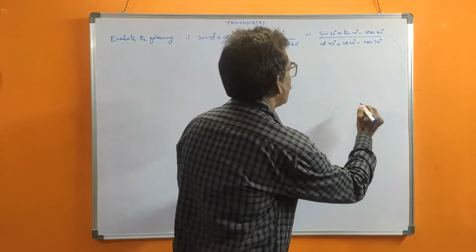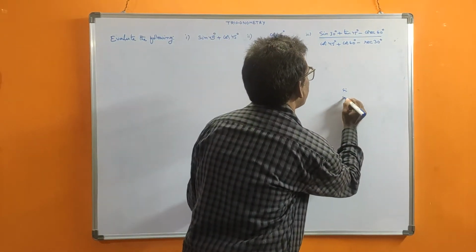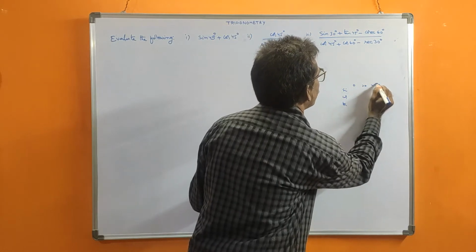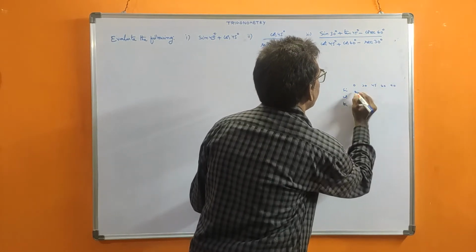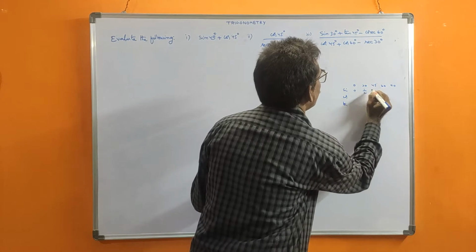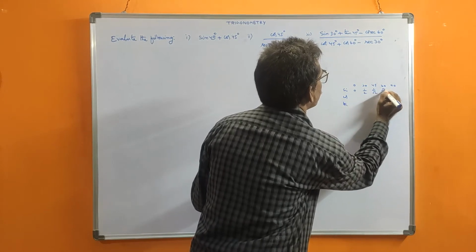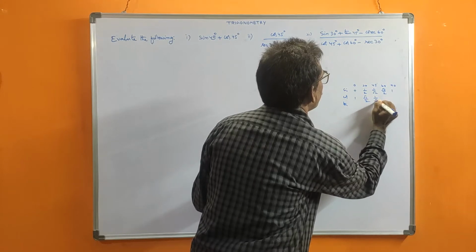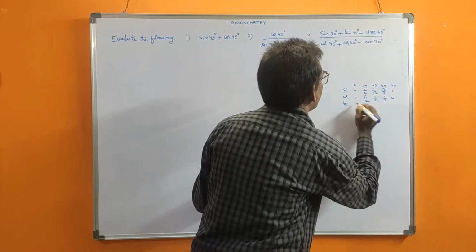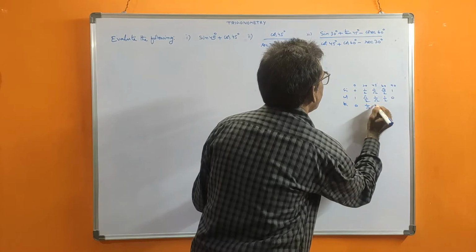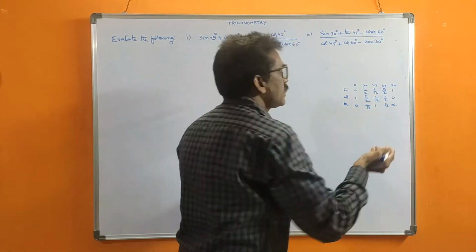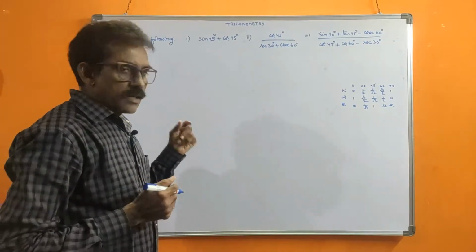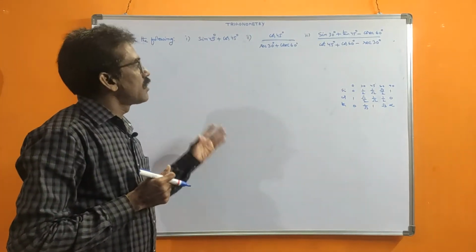Now, I am writing sin, cos, tan, 0, 30, 45, 60, 90. Sin: 0, 1 by 2, 1 by root 2, root 3 by 2, 1. Cos: root 3 by 2... 1, root 3 by 2, 1 by root 2, 1 by 2, 0. Tan: 0, 1 by root 3, 1, root 3, infinity. See, finish. Total table finish. By seeing this, confidently we can apply the values.